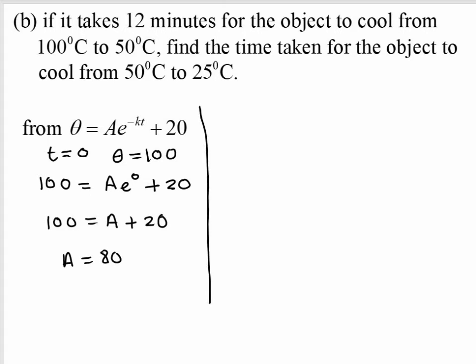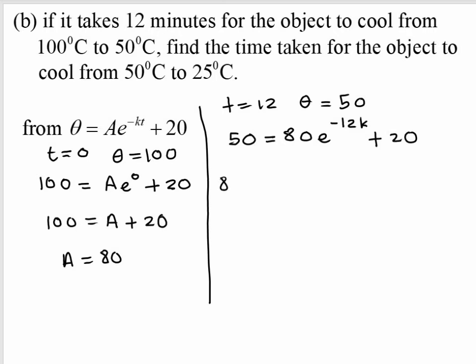And then let's use another piece of information. When t equals 12, our theta is 50, because the object is cooled down from 100 degrees Celsius to 50 degrees Celsius in 12 minutes. So we substitute into our general solution. So 50 equals, now we have the value of A so we can use it, 80 e to the power of negative 12k, because our t now is 12, plus 20. So we have 80 e to the power of negative 12k equals 30.